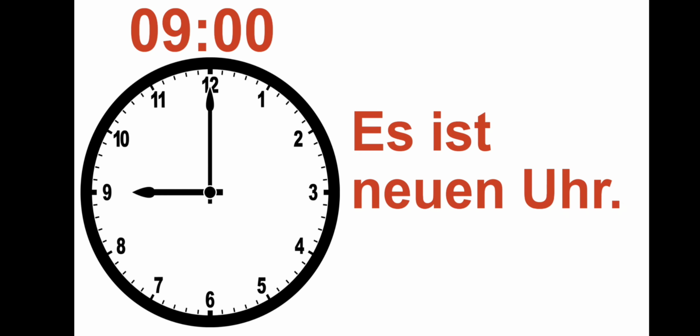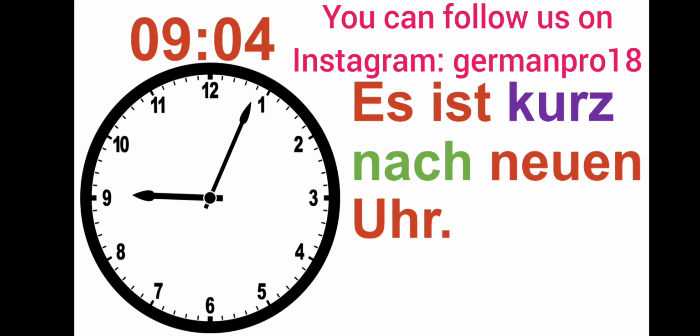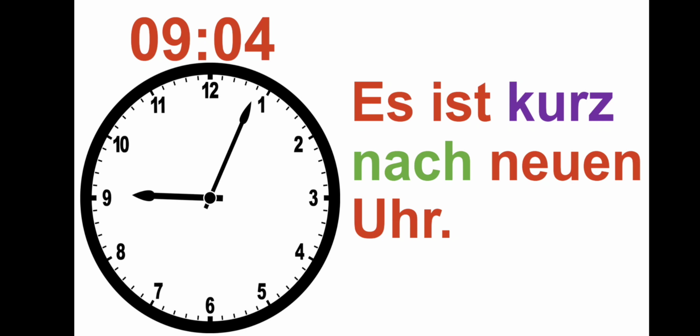Now it has become 9 o'clock. How do you say that? Es ist 9 Uhr. Simple. And if it's 9:01, 9:02 or 9:03, how do you say that? We call it Es ist kurz nach 9 Uhr. We don't have any word here like gleich and fast. We say it like that only. Es ist kurz nach 9 Uhr, because this is the area of nach.